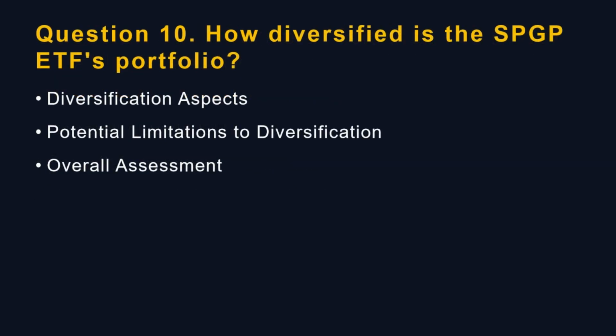Question 10. How diversified is the SPGP ETF's portfolio? The Invesco S&P 500 GARP ETF, SPGP, offers diversification, but it's not perfect diversification. Here's a breakdown of the factors influencing SPGP's diversification level. Diversification aspects. Large cap exposure. SPGP invests in large cap U.S. companies, which inherently provides some level of diversification across various sectors and industries within the U.S. economy. Compared to smaller companies, large caps tend to be less volatile, further contributing to portfolio diversification.